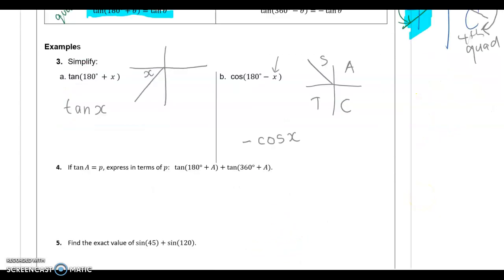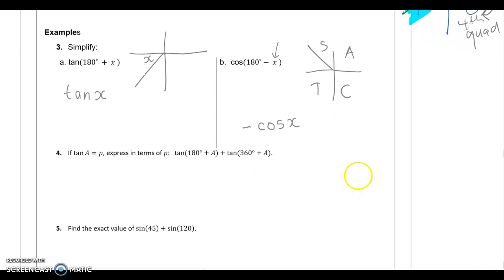Okay, let's have a look down at question 4 down here. Now make sure you read the question really carefully. It says, if tan A is equal to P, express in terms of P this trig function here. Tan of 180 degrees plus A plus tan of 360 degrees plus A.